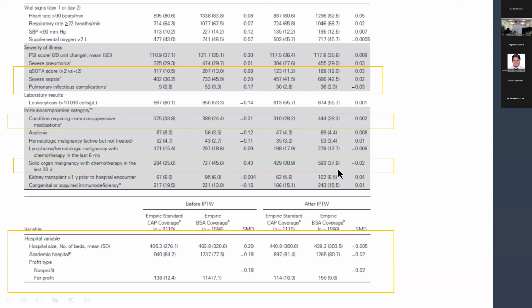They had taken patients from 69 different hospitals. So they had also accounted for the hospital size and number of beds. And you can see that that was different initially, but they have become equal after matching. They had both academic hospitals, profit and non-profit hospitals.